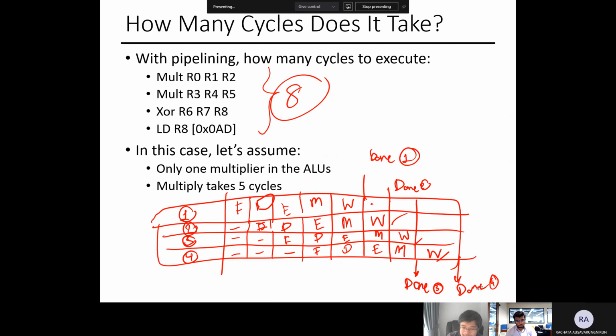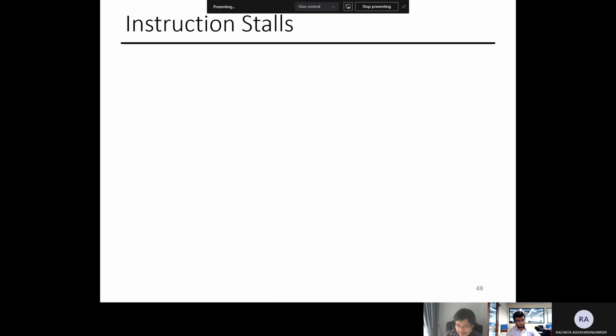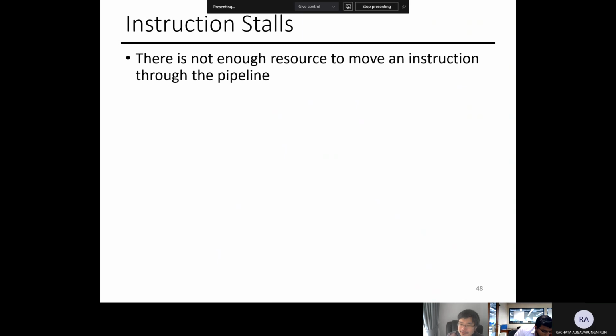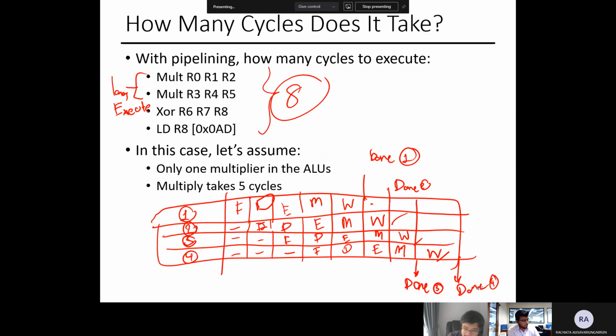For example, if you assume multiply takes 5 cycles, these two would take a longer time. It would occupy the execute for a long time, right? And that's when you have instruction stall. Instruction stall is because you don't have enough resources to move the instruction through the pipeline. Let me go back here. Instruction 1, right? Fetch, decode, execute for 5 cycles, right? So I can fetch instruction 2 right here. I can decode instruction 2 right here. Can I execute?